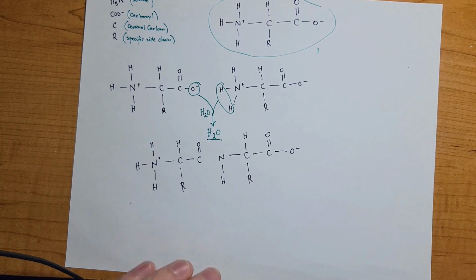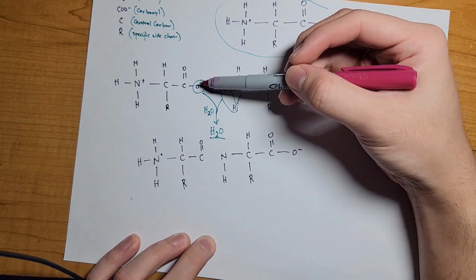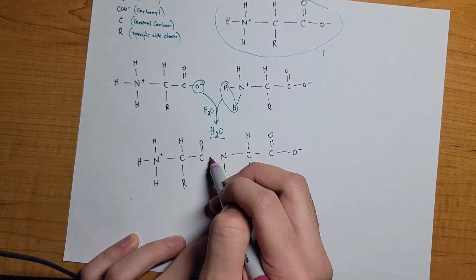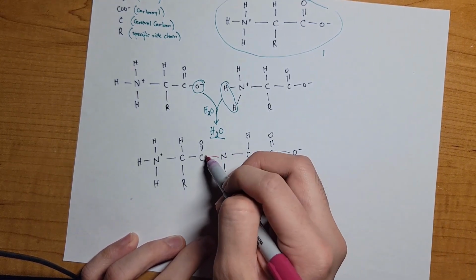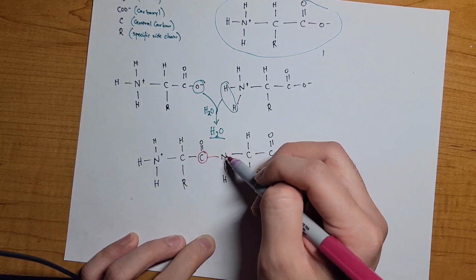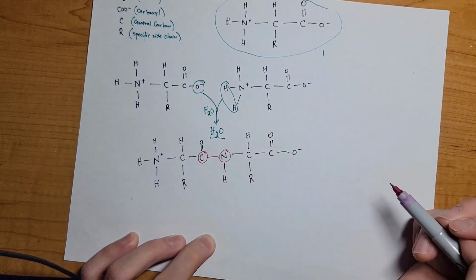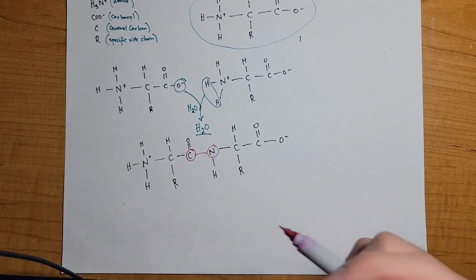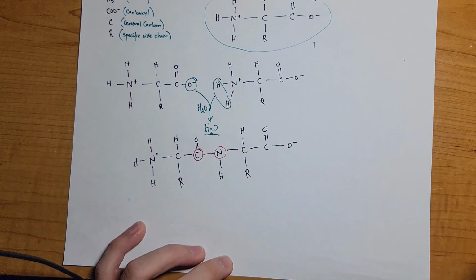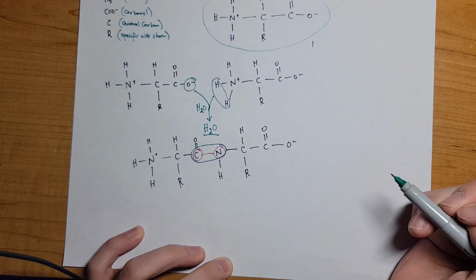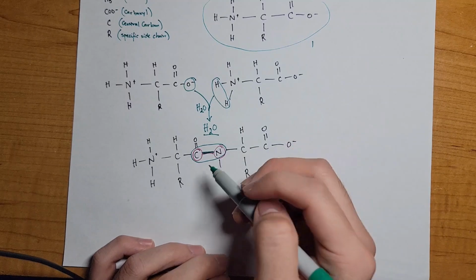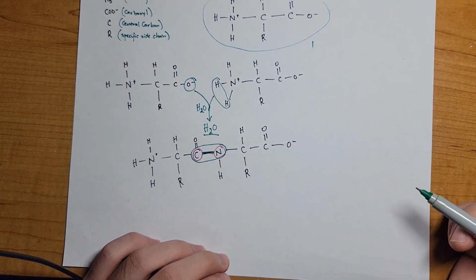Since we lost two H's and an O, we're missing something here, right? So basically this is the peptide bond. It's the bond between the carbon from the first amino acid and the nitrogen from the second amino acid, so the C terminal of the first to the N terminal of the second. This right here is the peptide bond. The peptide bond is formed between the carbon and the nitrogen.